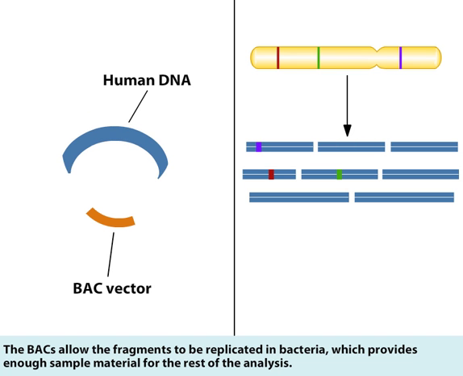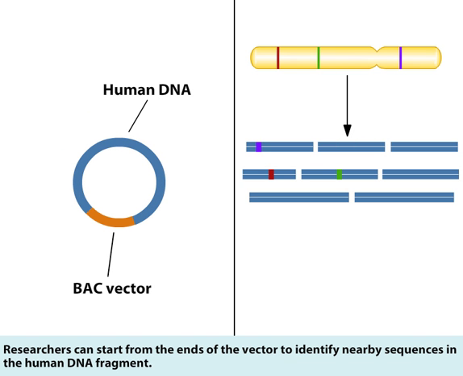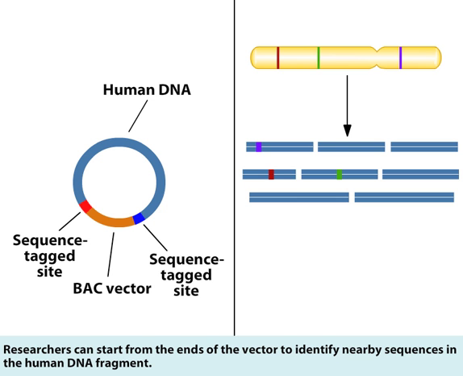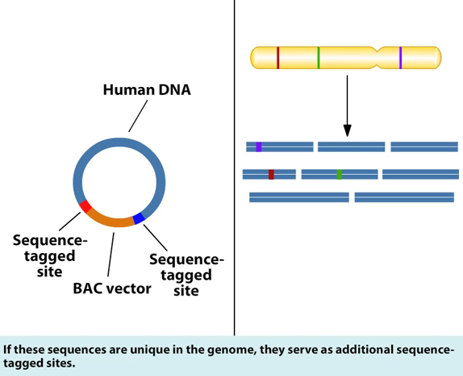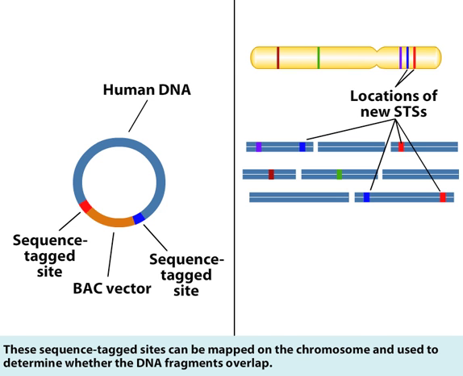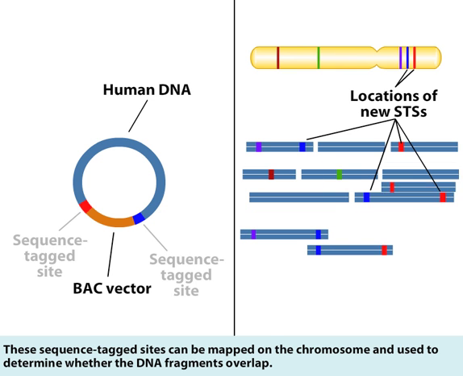Researchers can start from the ends of the vector to identify nearby sequences in the human DNA fragment. If these sequences are unique in the genome, they serve as additional sequence-tagged sites. These sequence-tagged sites can be mapped on the chromosome and used to determine whether the DNA fragments overlap.